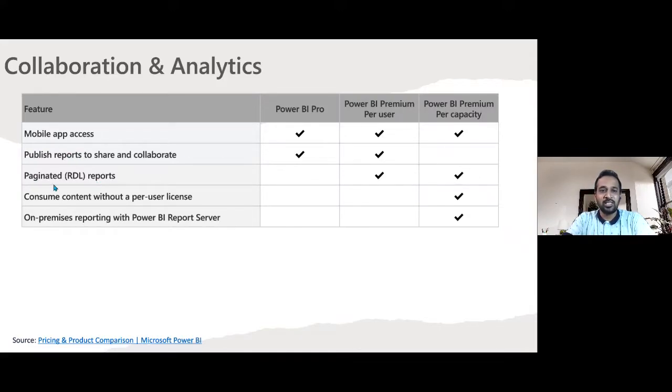The next thing is the paginated report. This is not available for Power BI Pro. It's only available for PPU and Premium per capacity. The next is consuming content without a per user license. This is only available in Power BI Premium per capacity. Also, if you want to use the on-prem reporting server, SQL Server Reporting Services with the Power BI Report Server, then you have to have a Power BI Premium per capacity license. These both will not work otherwise.